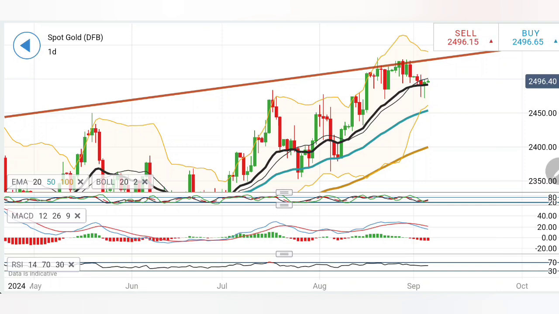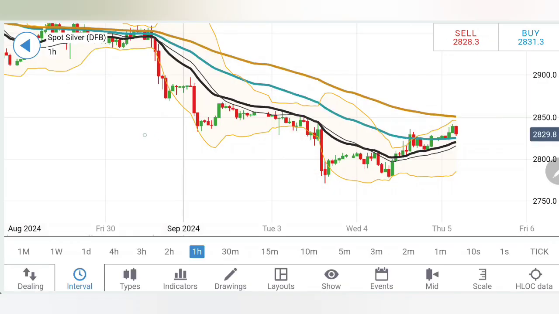On the downside, I will recommend a selling entry at 2490, 2492. See, 2490 to 92 zone, you can take a selling entry, expect 2484, 86 first, 78, 80 second, and then 2470. This time I expect it to break below 2470 levels. Take your trades accordingly. Let's have a look at silver on the hourly chart.